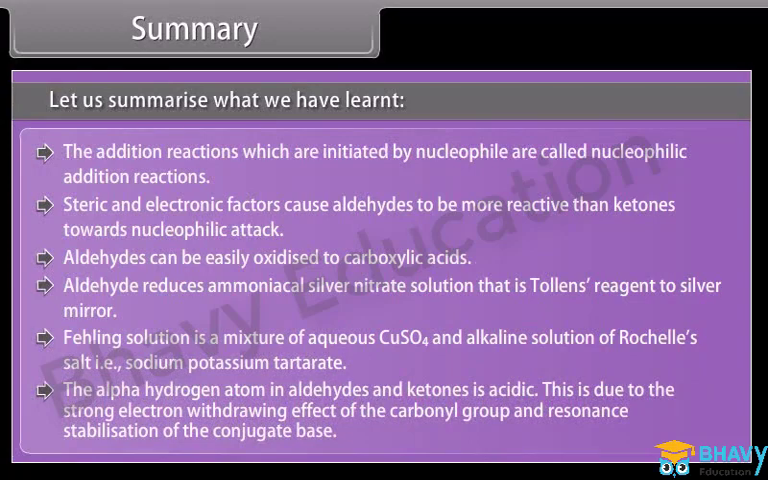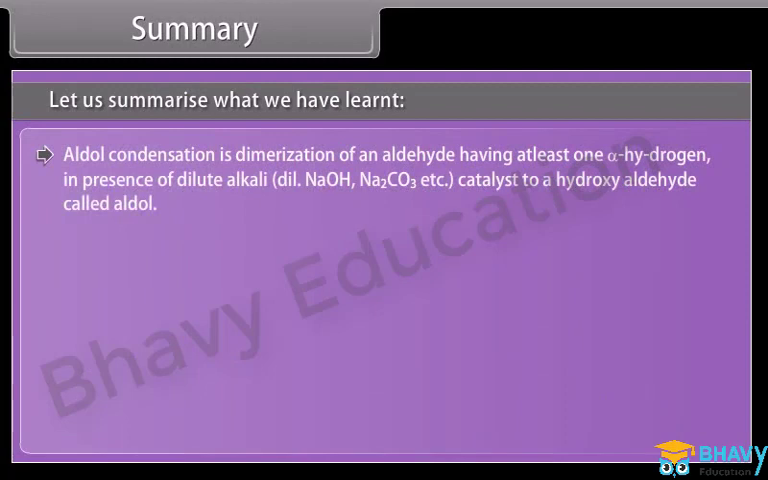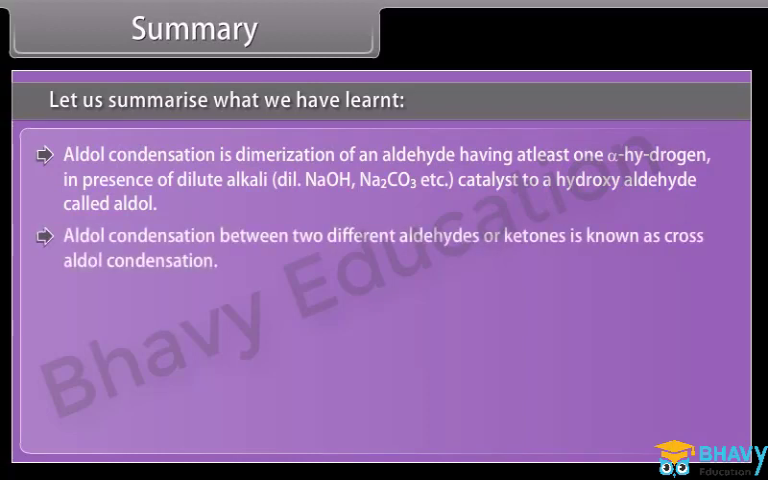The alpha hydrogen atom in aldehydes and ketones is acidic. This is due to the strong electron withdrawing effect of the carbonyl group and resonance stabilization of the conjugate base. Aldol condensation is the dimerization of an aldehyde having at least one alpha hydrogen in the presence of a dilute alkali such as dilute sodium hydroxide, sodium carbonate, etc., as catalyst, to a hydroxyaldehyde called aldol. Aldol condensation between two different aldehydes or ketones is known as cross-aldol condensation.